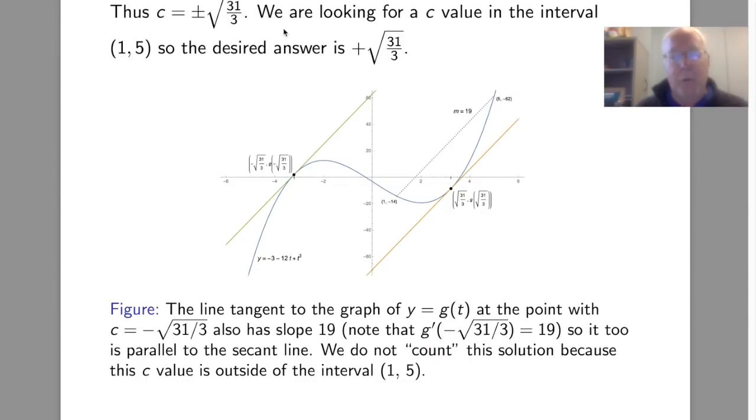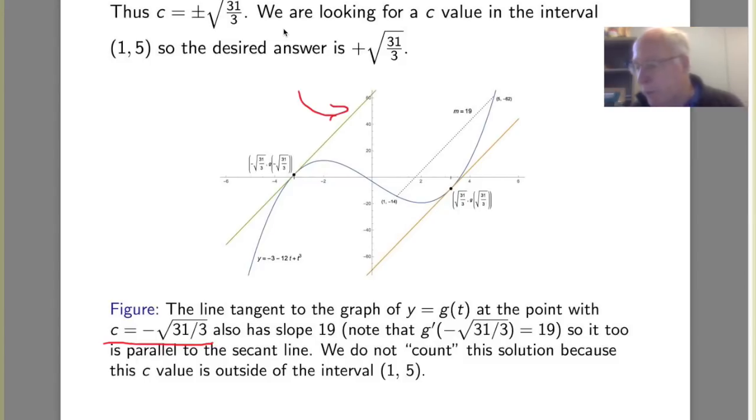Maybe you wonder about this other point. Well, it turns out that the tangent line at the point c equals minus root 31 over 3 is also parallel to the secant line. It was just outside the interval, so we didn't count it. But here is that other line that would arise had we taken into account the minus root 31 over 3 root. So all three of these lines are parallel, and it's at this point that the mean value theorem guarantees, the one between 1 and 5.